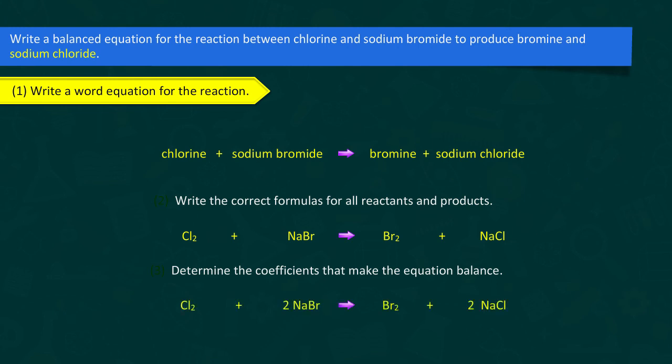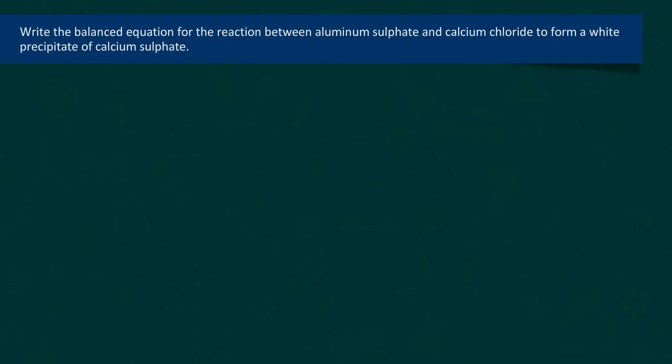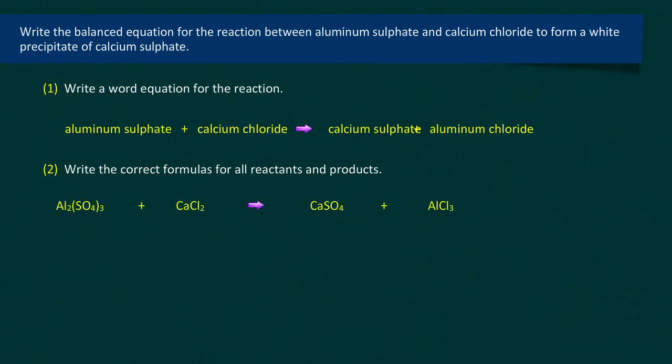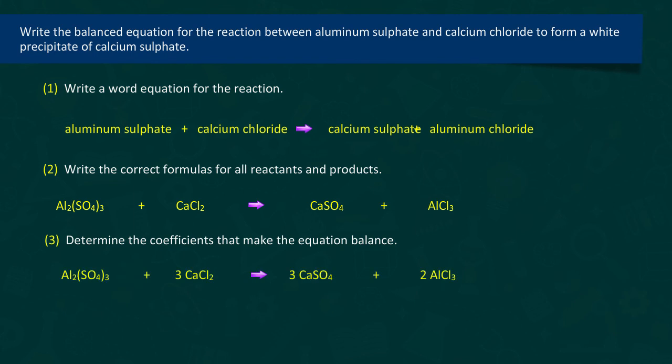Let's observe the following. Write the balanced equation for the reaction between aluminium sulfate and calcium chloride to form a white precipitate of calcium sulfate. Write a word equation for the reaction. Aluminium sulfate reacts with calcium chloride to form calcium sulfate and aluminium chloride. Write the correct formulas for all reactants and products. Let's observe the following. Determine the coefficients that make the equation balanced. Let's observe the following.